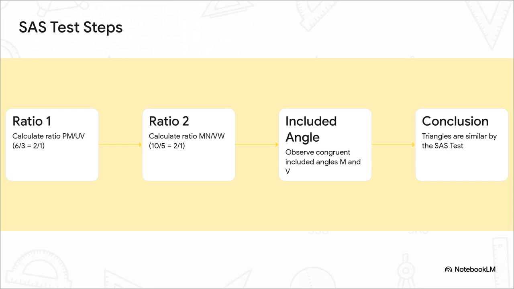First, the ratio of the first pair of sides, 6/3, gives us a 2:1 ratio. Step 2, the second pair, 10/5, also gives us a 2:1 ratio. Perfect. Step 3, look at that angle. Angle M and angle V are equal, and crucially, they are sitting right between our proportional sides. Conclusion, the triangles are absolutely similar by the SAS test.